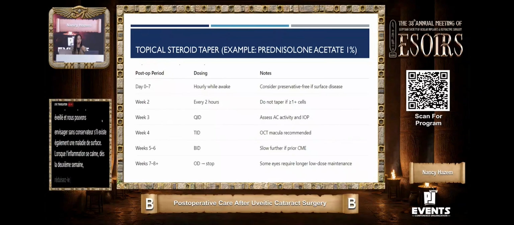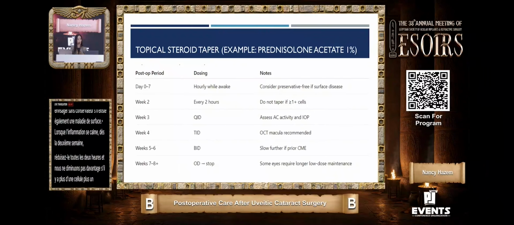In week 3, we can shift it to 4 times a day, and then we assess accordingly the AC activity and the intraocular pressure, and then we can taper further according to the follow-up. By week 4, I'd recommend that we go for an OCT of the macula, just to make sure that there is no cystoid macular edema that developed.